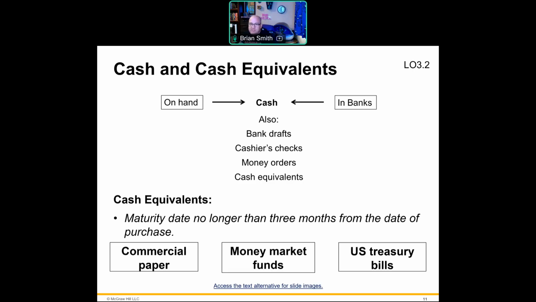If we get something that we can easily turn into cash, great. That's what it is. We could sell bank drafts, cashier's checks, money orders. All these are cash equivalents. Okay. Commercial paper, money market funds, treasury bills. All of these are considered cash equivalents.